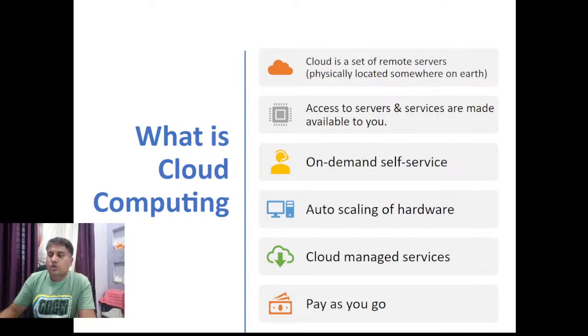Okay, so this is on a very high level. I did not go into much detail. This is on a very high level what is cloud computing. In upcoming slides we'll go into more details and talk about it. In the meantime, I would like to stop here so that in case you are having any doubt, you can ask me.